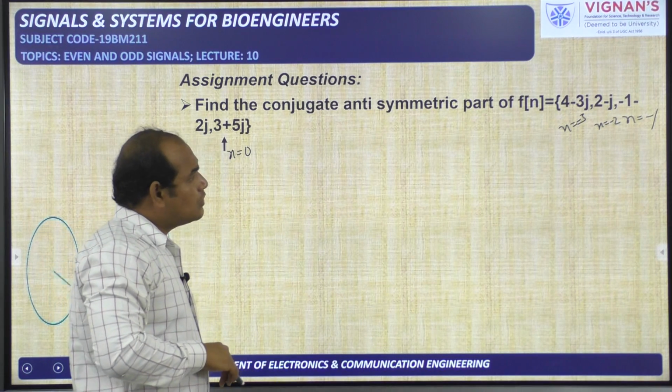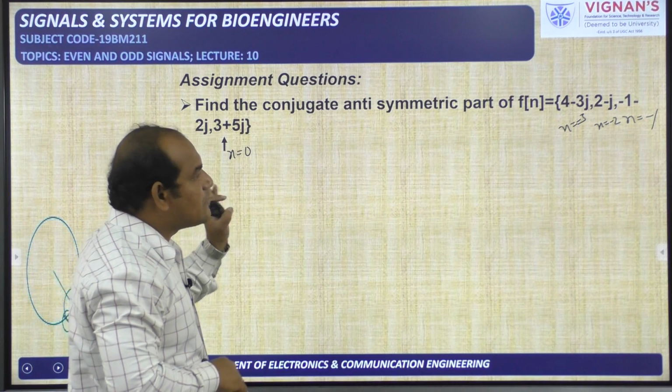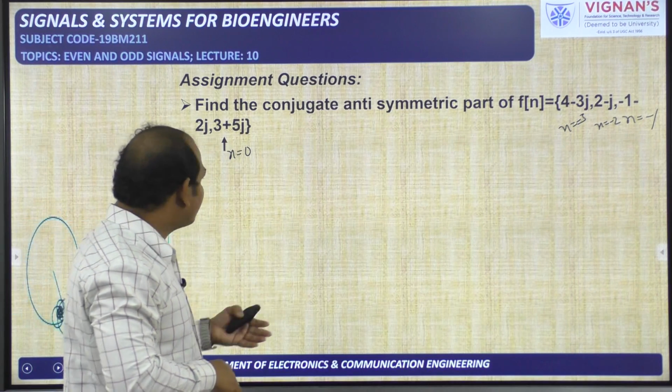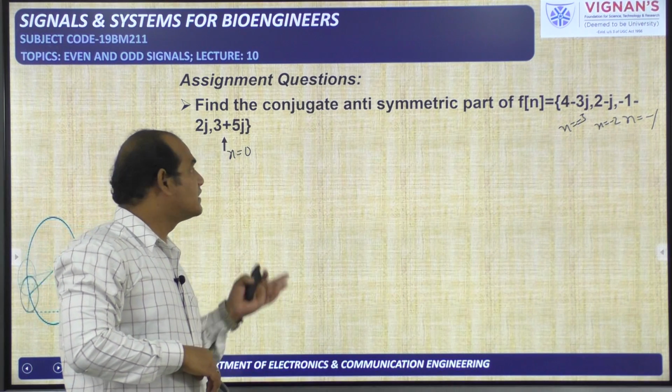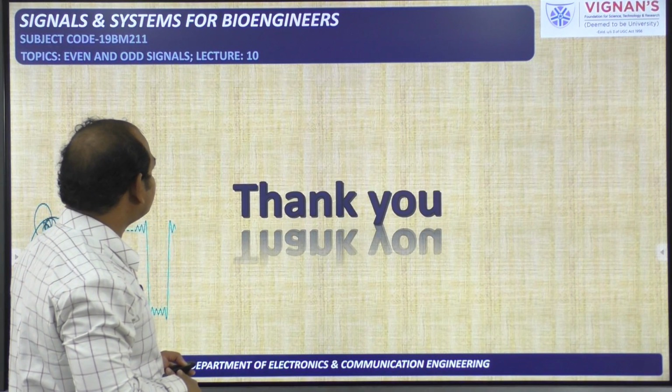Okay, so what will happen actually, if you do f of minus n, the samples will be available from n is equal to 0 to n is equal to 3. Next f of n minus f star of minus n by 2 also we have to perform, then you will get the total answer. Okay, so this is the thing.